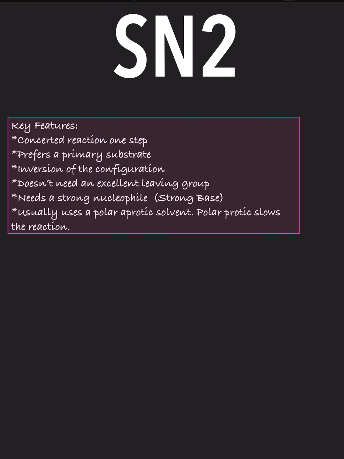It's a concerted reaction, meaning it's one step. It prefers a primary substrate, unlike SN1 that prefers a tertiary substrate. There's an inversion of the configuration. In SN2, you're not making any enantiomers. What you're doing is, you're not making a pair of enantiomers. What you're doing in SN2 is that you're going to invert the configuration.